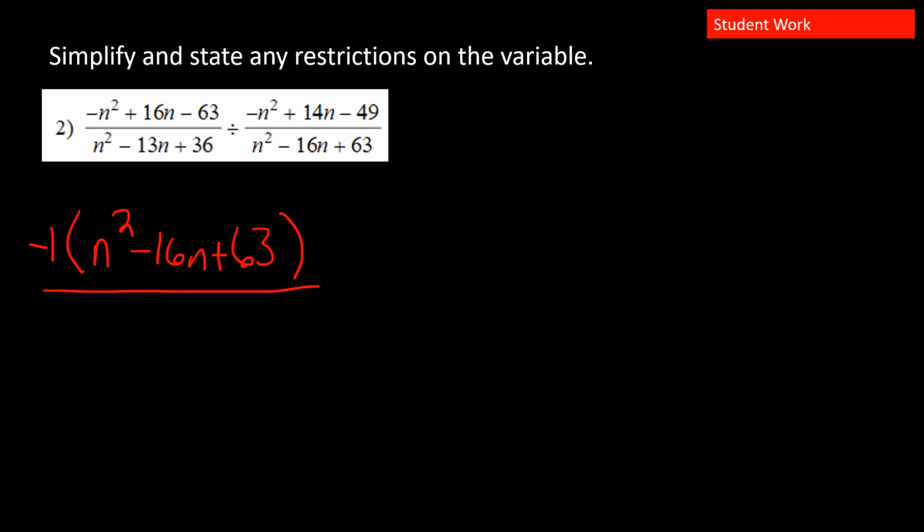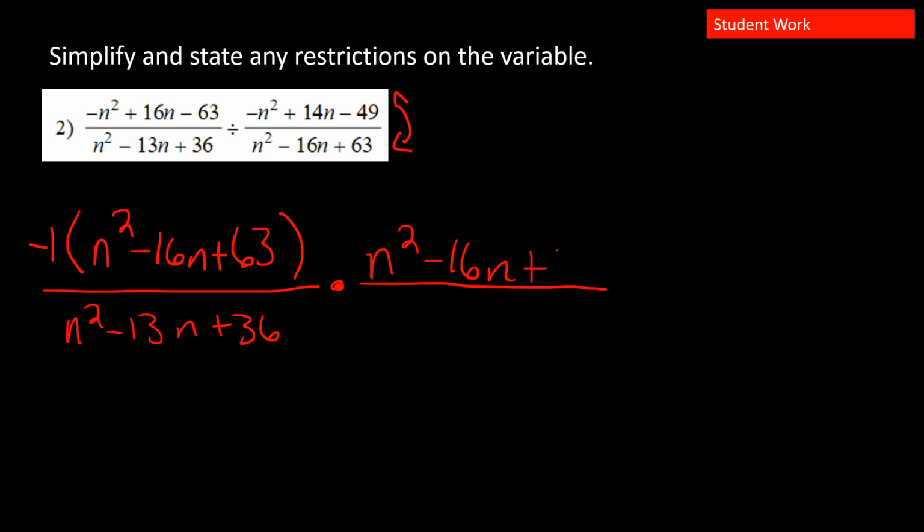Over n squared minus 13n plus 36. And we're going to go times, I'm already going to help you out here, just remind you that you want to take the reciprocal, or the inverse, all right? And so this, we'd have n squared minus 16n plus 63. We're going to factor out that -1. So we'd have n squared minus 14n plus 49. So you want to factor everything out. I'll tell you this right now. All of these are factorable into binomials. And then you're going to want to start simplifying values out and see what you're left with. If you have any questions or concerns, send me a message on Teams, guys.